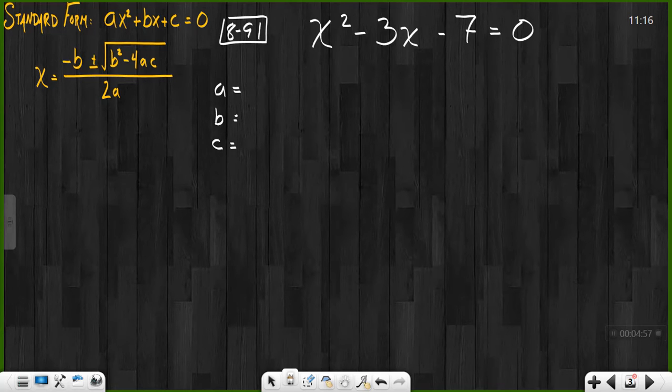because it's in standard form, and I'm going to identify a, which in this case is 1, b, which in this case is negative 3. Do not forget that negative. And c, which is negative 7.